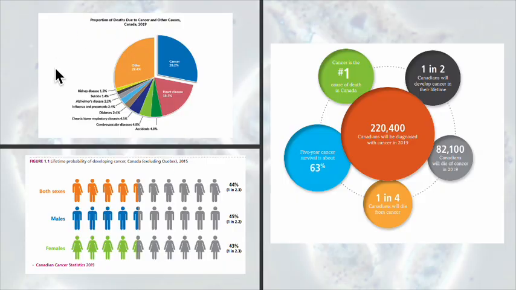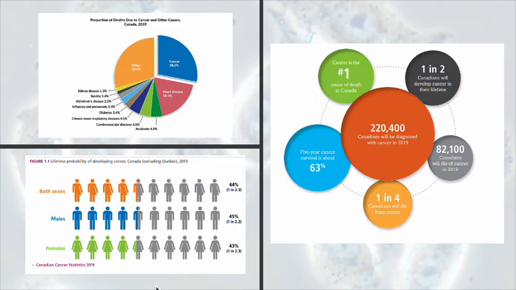So in the top left here, this is showing how large the influence of cancer is in causing death, and is one of the leading causes of death in Canada. And we can see there's just another representation here showing the large proportion of deaths that are caused by cancer each year.